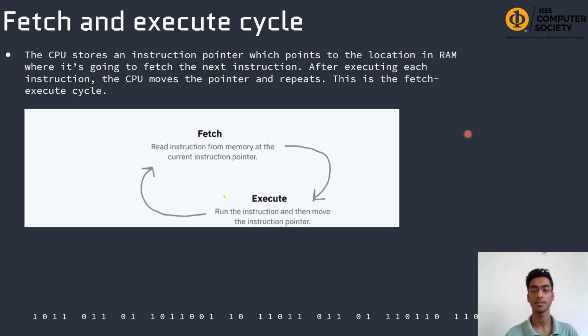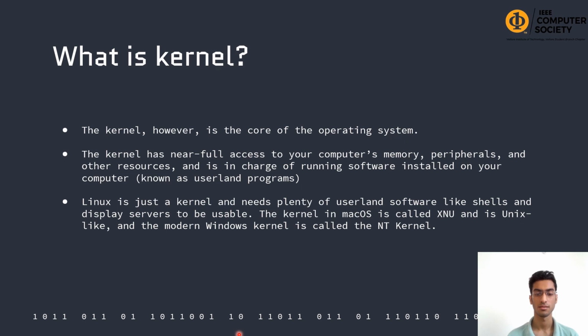Now we'll look at what a kernel is. Our computer's operating system, like macOS, Windows or Linux, is a collection of software that runs on our computer and makes all the basic stuff work. By basic stuff, I mean apps, fonts, icons. The kernel, however, is the core of the operating system.